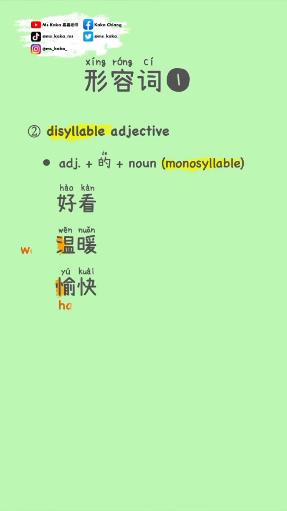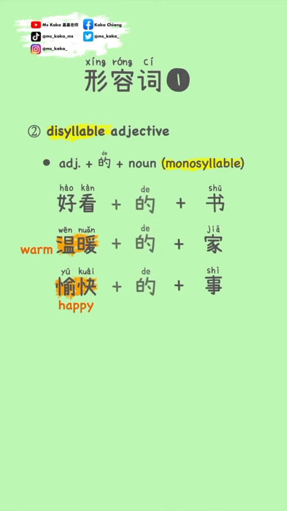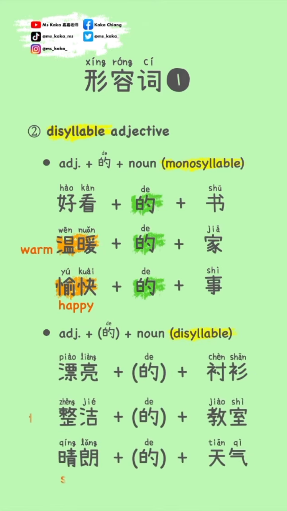Second, if the adjectives are disyllabic, which means they consist of two characters, and the nouns are monosyllabic, it is mandatory to use 的 between the adjective and the noun. However, when the nouns are disyllabic, using the particle 的 between the adjective and the noun is optional.